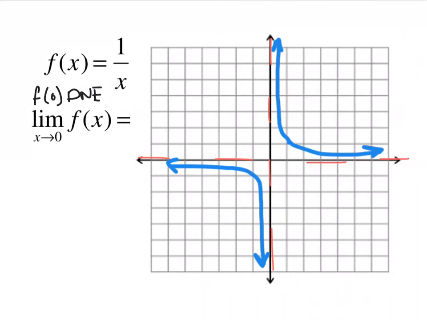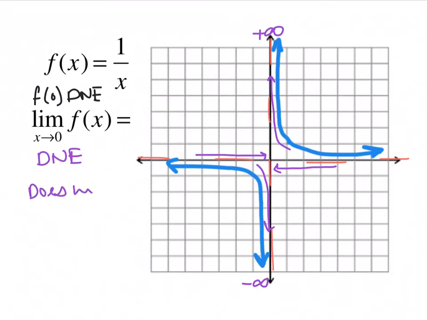So as we look at x approaching 0 from the left, where are your y's going? Your y's are going down towards negative infinity. As you approach 0 from the right, where are your y's going? Your y's are going up towards positive infinity. So are those the same numbers? Are they going to the same place? They're not going to the same place, so your limit does not exist. So if your y values from either side don't approach the same value, we say the limit does not exist.